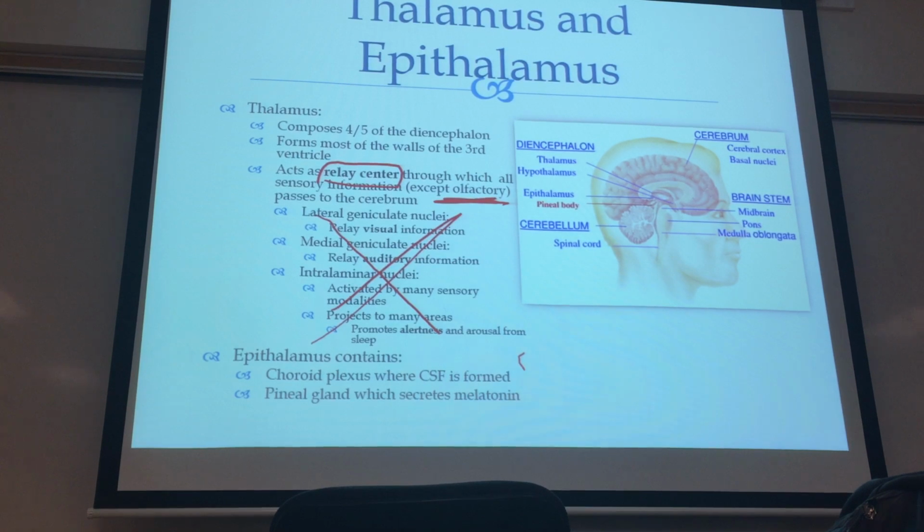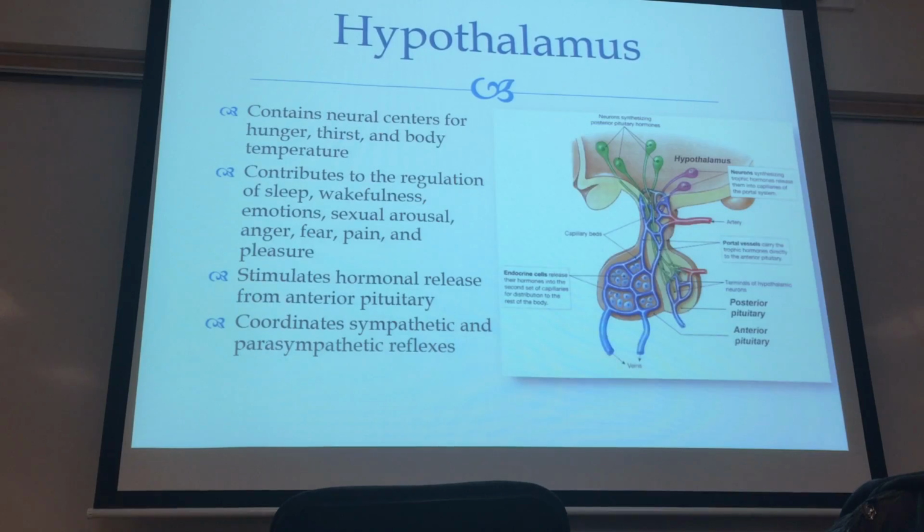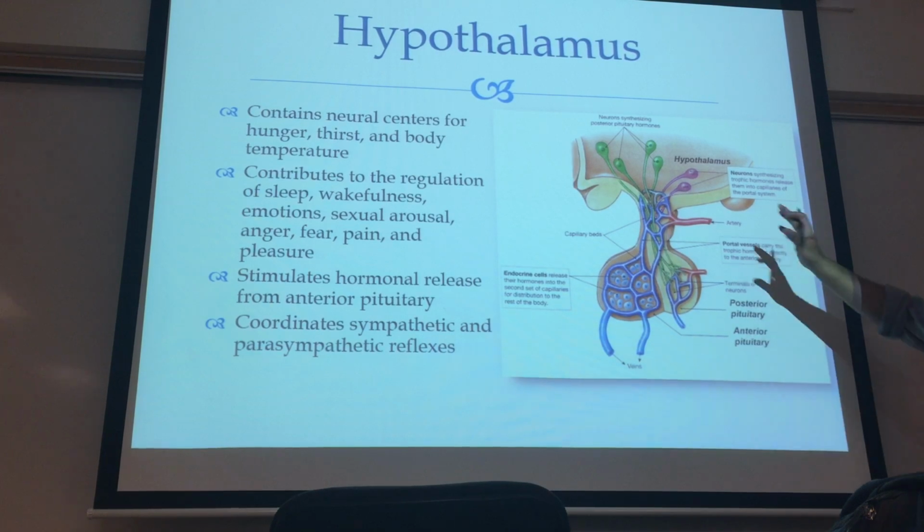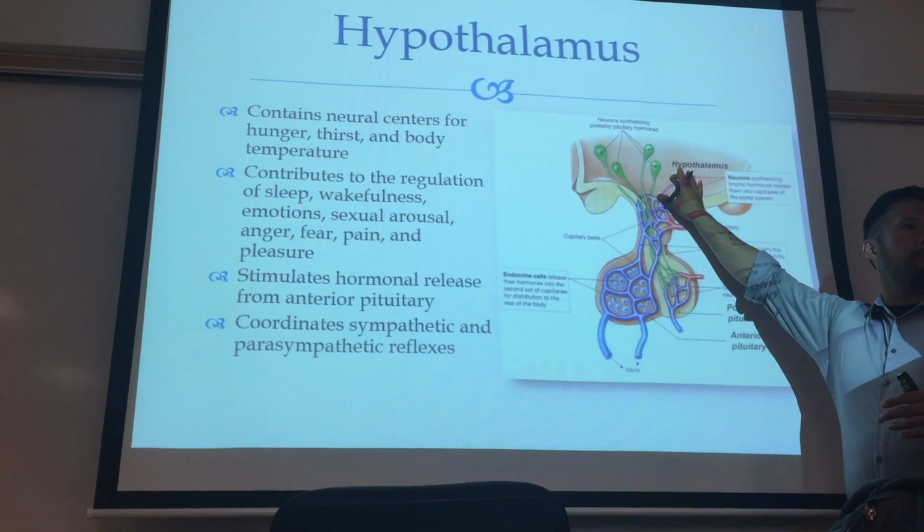The next thing I want to take a look at is the hypothalamus. The hypothalamus is going to be the very beginning of our endocrine lecture. This is where we're going to start from the very beginning. The hypothalamus contains neurons that receive information, and it can also send efferent information that will regulate hunger, thirst, and body temperature. It's where it all starts. It's the center for homeostasis. This is the control center.